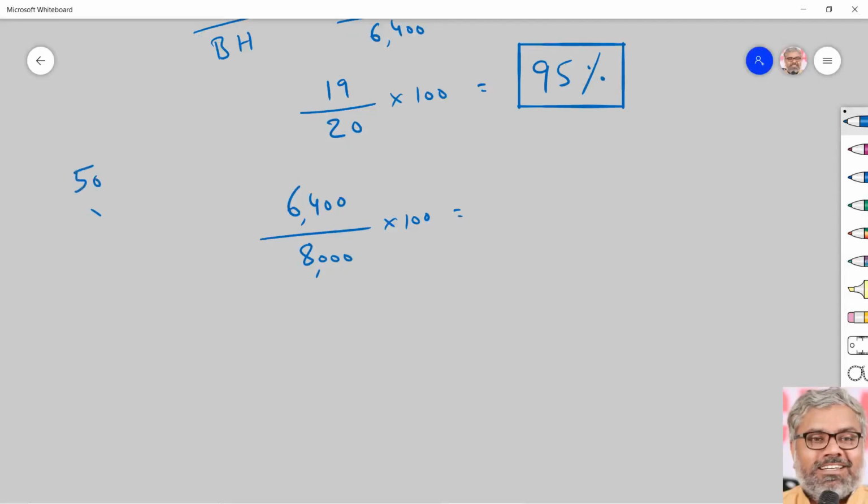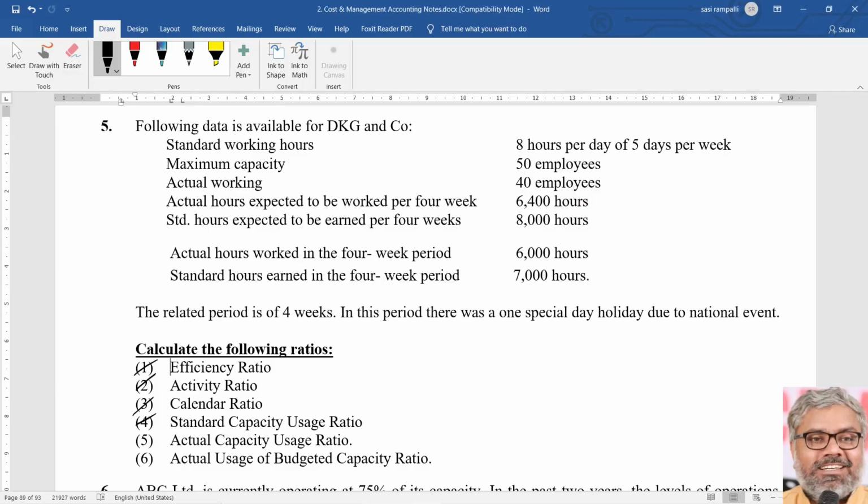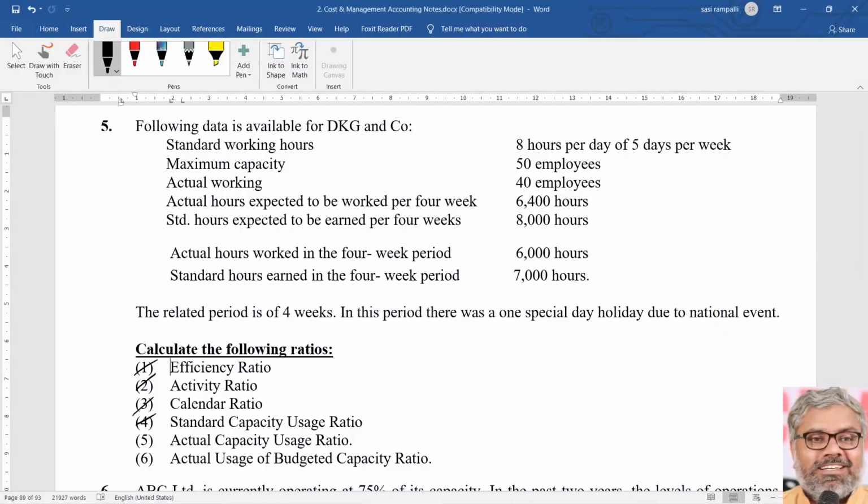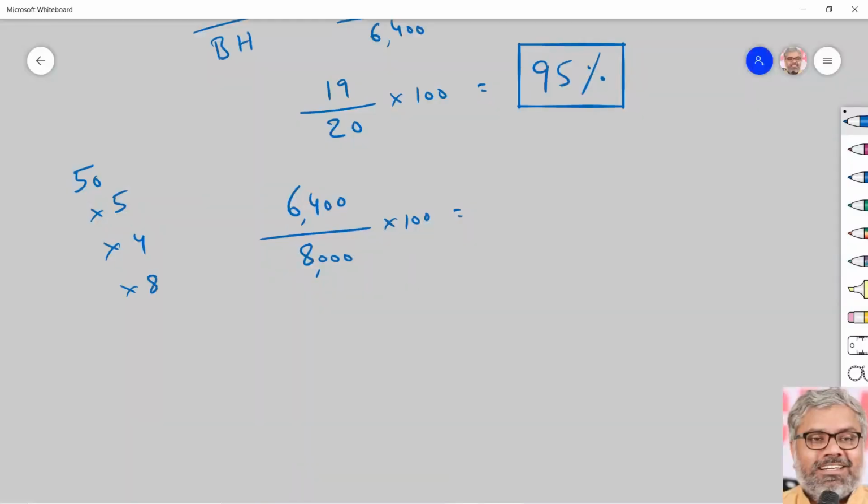Let us say 50 employees are working, full capacity we are talking, maximum capacity, and how many days a week? 5 days a week. How many weeks in the month? 4 weeks. And each day how many hours? 8 hours. Do this calculation: 50 into 5 into 4 into 8. That is 8,000.